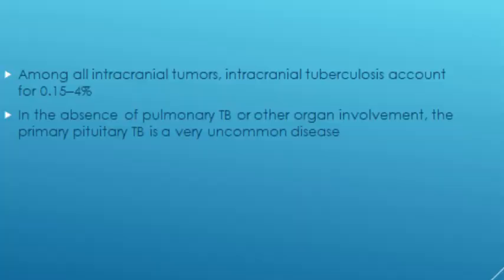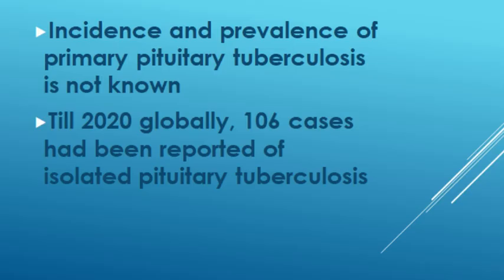Among all the intracranial tumors, intracranial lesions, intracranial tuberculosis accounts for 0.15 to 4%. In the absence of pulmonary tuberculosis or other organ involvement, primary tuberculosis is a very uncommon disease. So far, till 2020, only 106 cases had been reported across the world. So it is not a very prevalent, very common lesion.